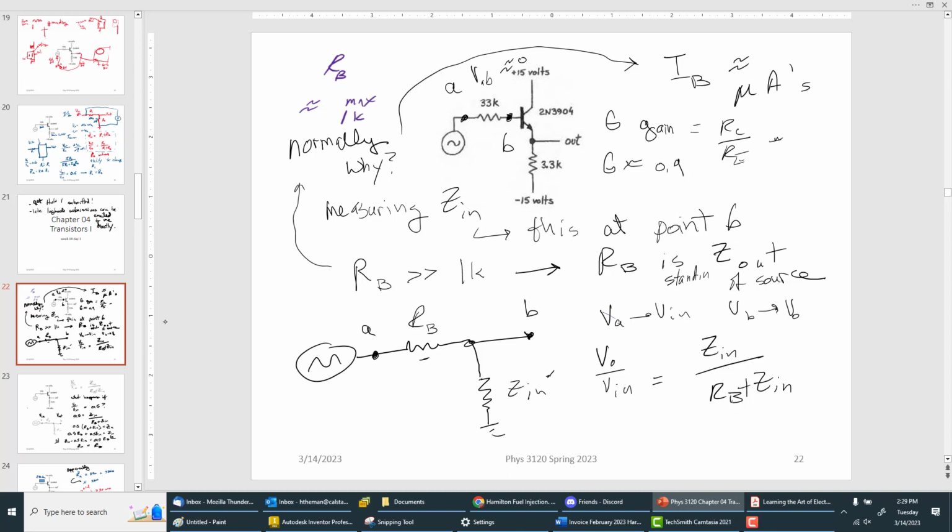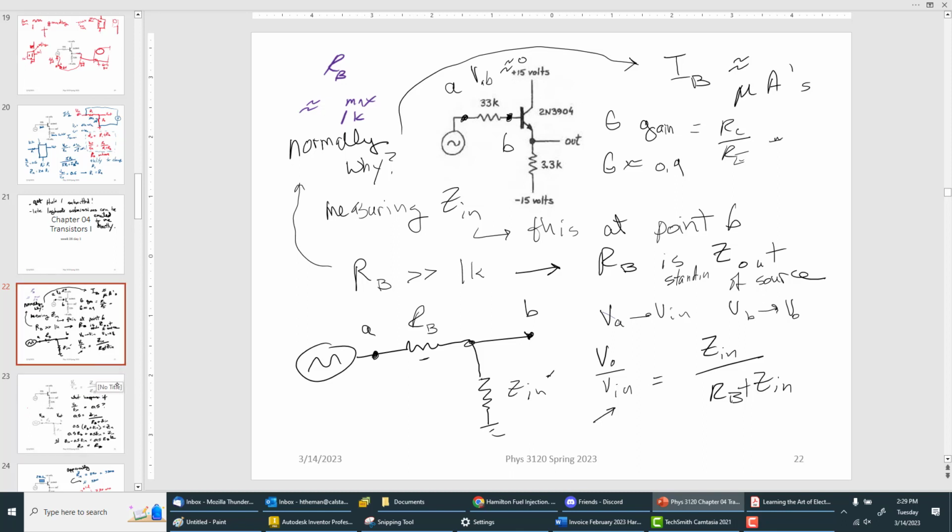Because remember, we said that the Z in is at point B. If we had a very small resistor here, then A and B would both be good enough for V in. Okay. And then we have our voltage divider. We have our standard voltage divider equation for a two-element voltage divider. And since Zn is in the R2 position, that's up here on the numerator. Seen it over and over again, right?